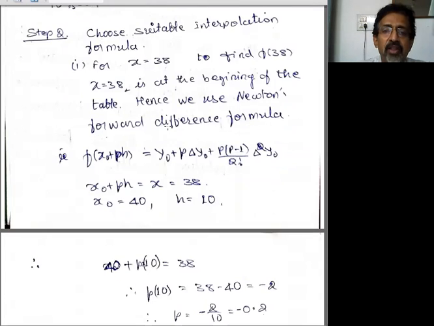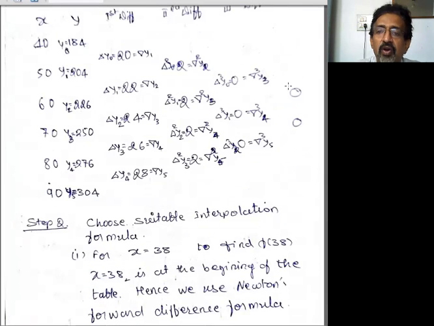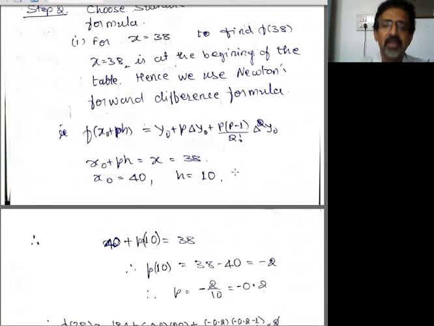Right, now, what is Newton's forward difference formula? f of x naught plus ph is y naught plus p times the forward difference of y naught, plus p into p minus 1 by 2 factorial second order forward difference of y naught, that is del squared of y naught, plus p into p minus 1 into p minus 2 by 3 factorial del cube of y naught. I don't write those things because del cube of all values are zeros. Third order differences are zeros here.